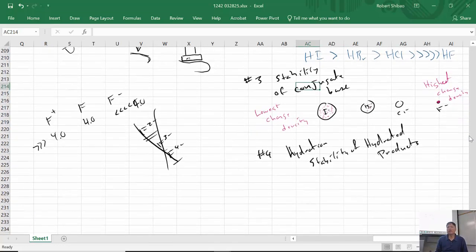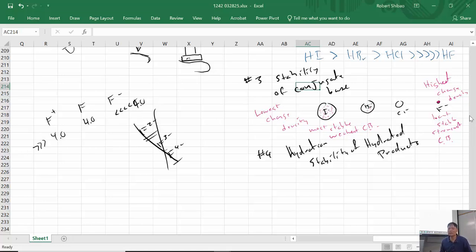So, out of all these, which one should be the most stable? Iodide. Iodide should be what we say is lowest charge density, most stable, weakest conjugate base, weakest CB, conjugate base. And this is going to be the least stable, the strongest conjugate base. So that also predicts HI to be stronger.